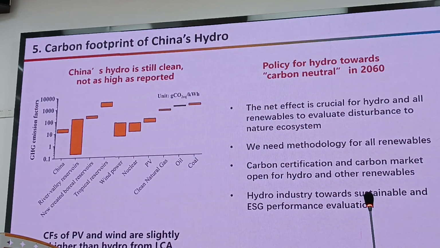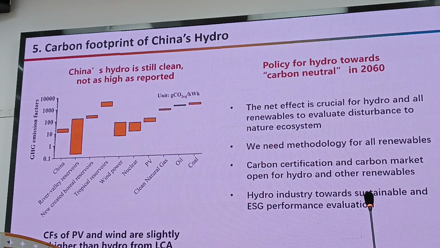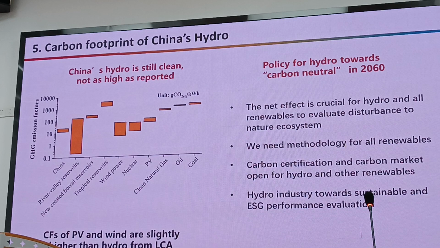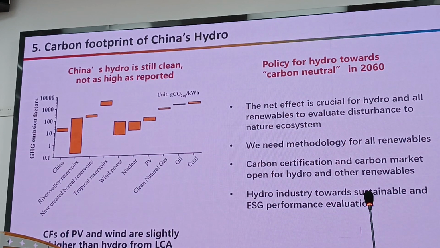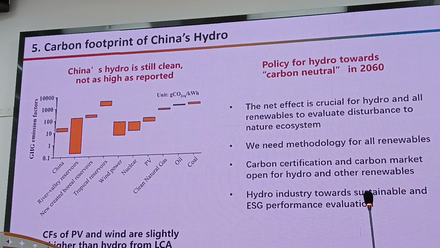So for the policy on hydro towards China's government carbon neutrality, the net effect of exclusion for hydro and all renewables should be evaluated against the disturbance to the natural ecosystem. The other point is that we still need a methodology for all renewables, because they have to be thought about with the same methodology, the same logistic. And carbon certification and the carbon market need to open for hydro and other renewables, and the carbon industry towards sustainability and ESG performance evaluation. We are now pushing forward on this.